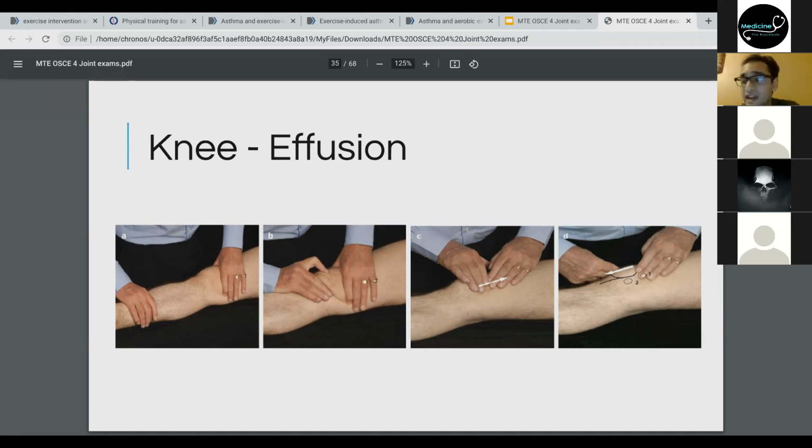Also, it's really hard to see a positive finding with a sweep test, but I'm going to tell you how to do it anyway, just so you're aware. So your proximal hand is going to be kind of in the same space as where it was for the patella tap. You're going to sweep the fluid up the medial aspect of the knee using the back of your hand towards the patient. And you're going to keep sweeping for like 3 or 4 times.